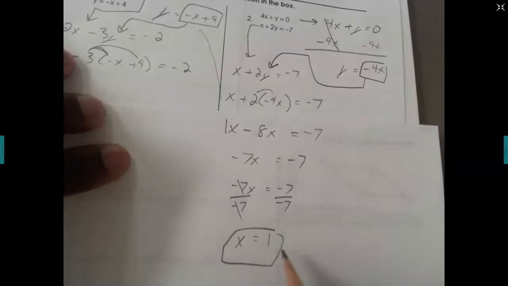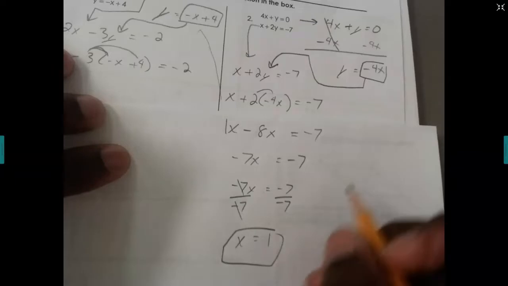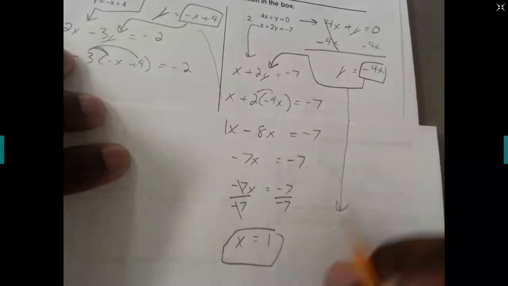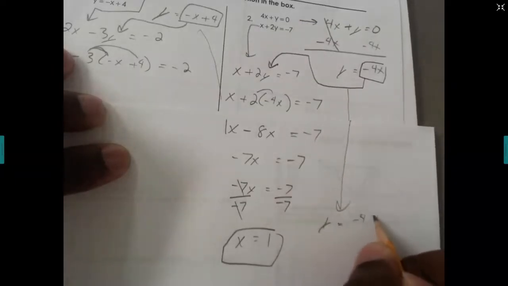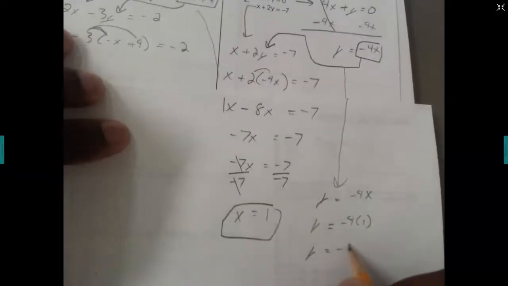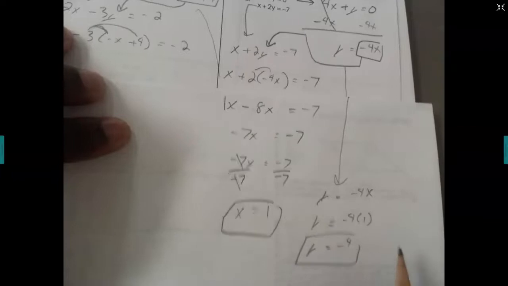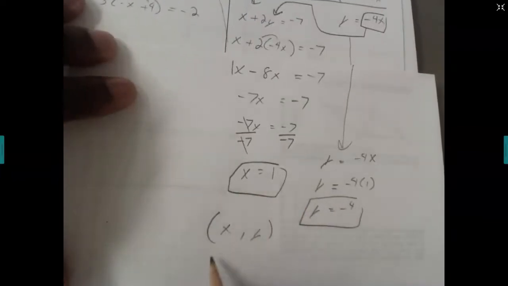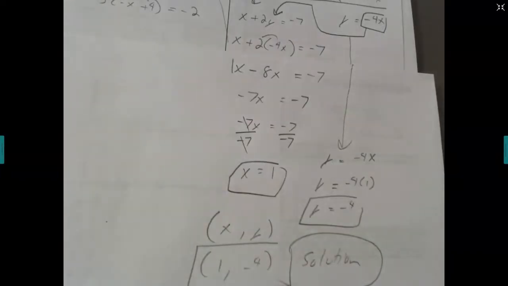So once you know one of the variables, replace it back into the other equation. So I'm going to take this equation, which said y equals negative 4x. I'm going to replace the x with 1. So negative 4 times 1. That's what x is. So y equals negative 4. So my solution, x, y, is the ordered pair 1, negative 4. And that's my solution. And that's how you solve a system of equations by substitution.